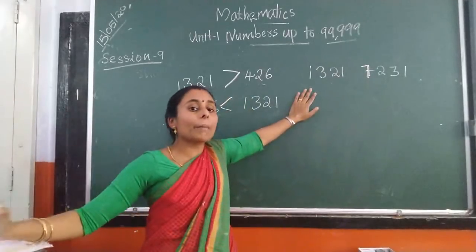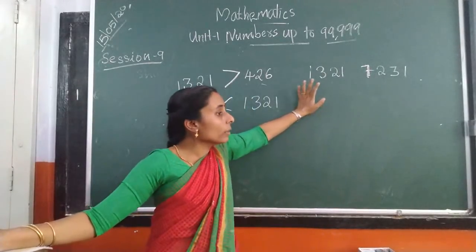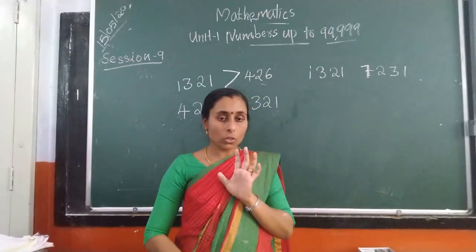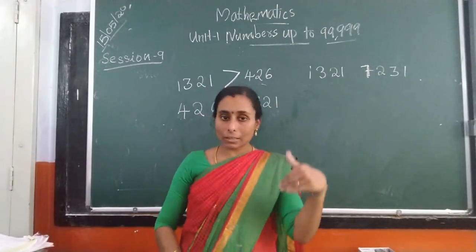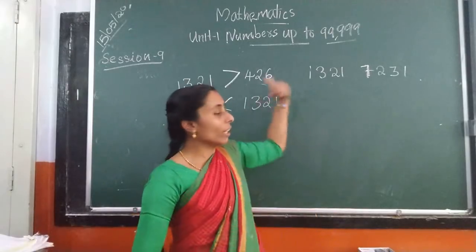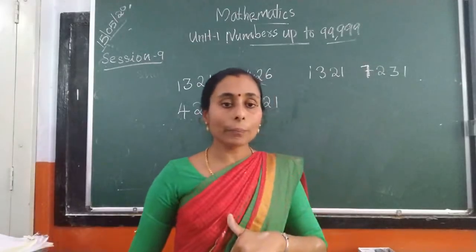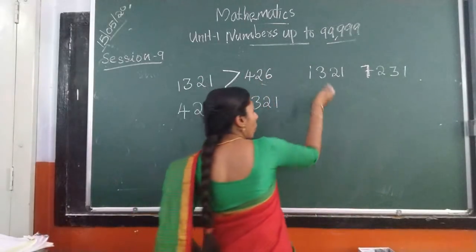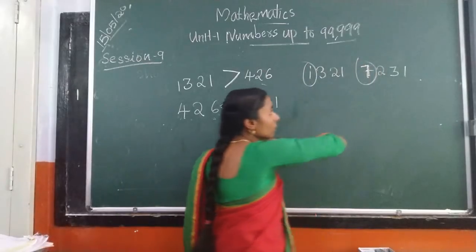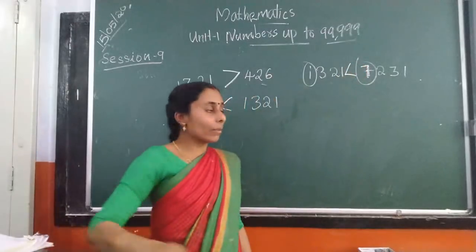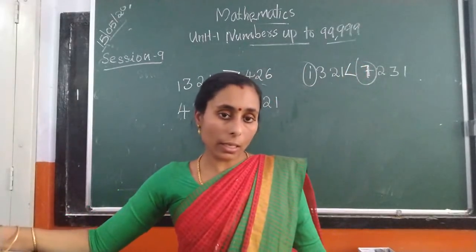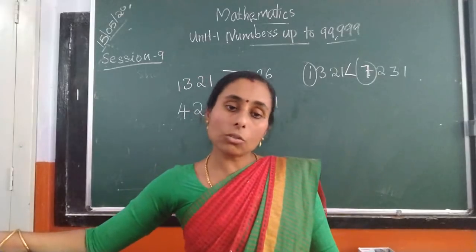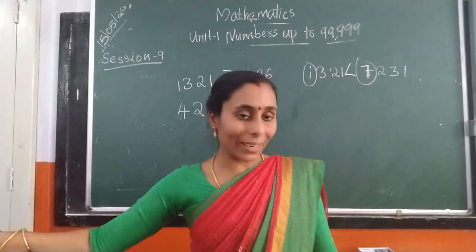Then we have to compare the thousands place. Here 1000 and here 7000. So 7000 is greater than 1000, or 1000 is less than 7000. Which symbol do we place here? The less than symbol, because here it is only 1000 but here it is 7000. So 1321 is less than 7231. I hope all have understood this topic.